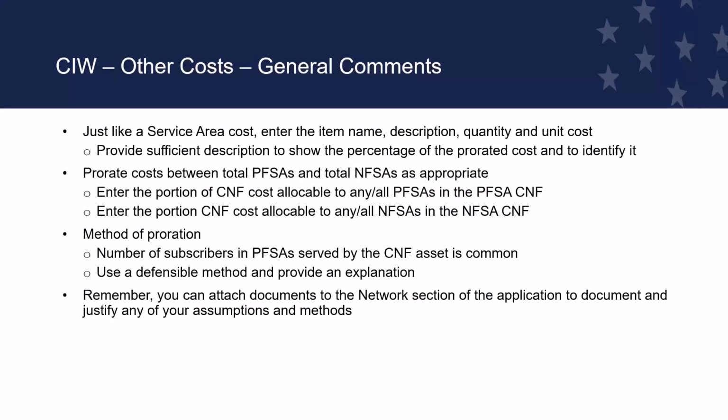So other costs, some general comments. Again, be consistent. Name, description, quantity, unit cost. You're going to prorate those costs between PFSA and NFSA under some appropriate formula. Talk about the number of subscribers in the PFSA, your method, if that's what you choose. And again, these things can be uploaded into the network section, all the supporting documentation you need to justify your methods. Next, please.